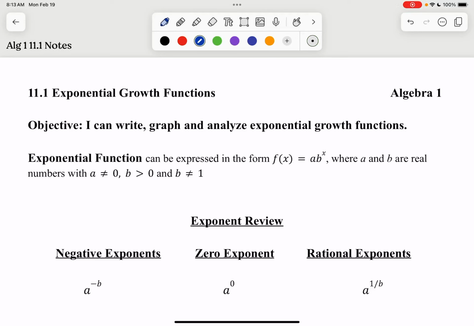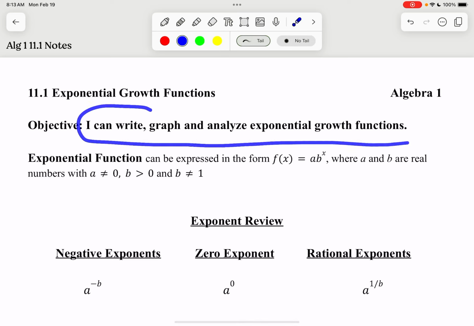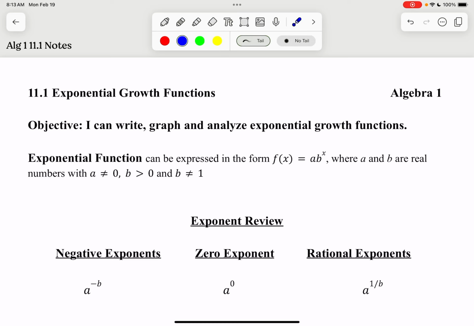Exponential growth function. So our objective for this lesson is going to be to write, graph, and analyze exponential growth functions. So our functions today are going to grow or get bigger, but they're going to do so exponentially. So we need to talk about what that means.